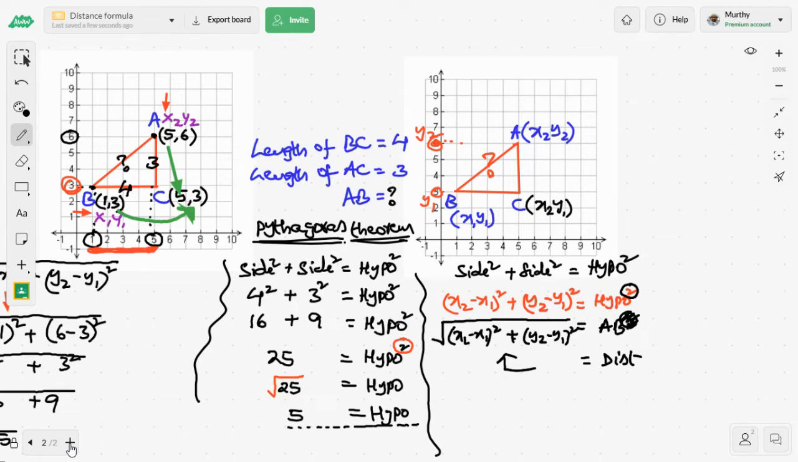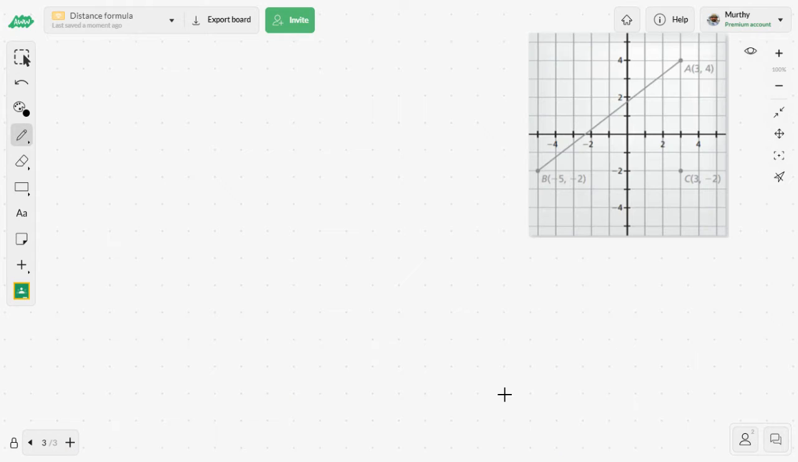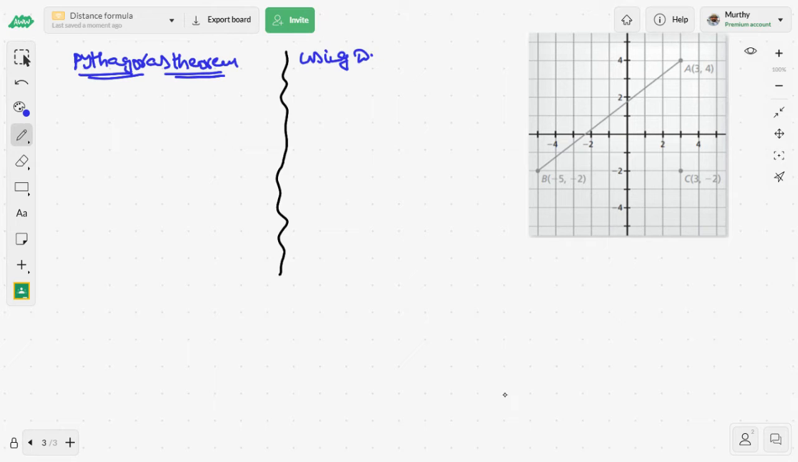Well, let me go to the next question. Let's do one thing. This question again will use the Pythagoras theorem formula, and also let's use the distance formula. So let's try in both the ways. The first one I'm using the Pythagoras theorem to solve this problem, and the second one I'm going to use distance formula. So let's see in both the ways how we are going to end up.